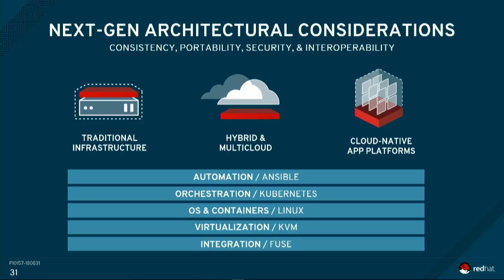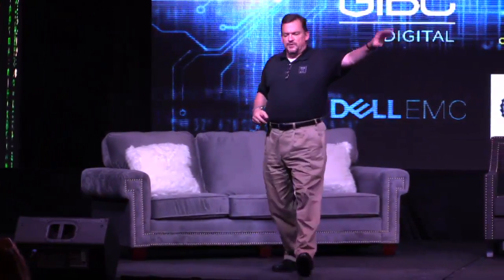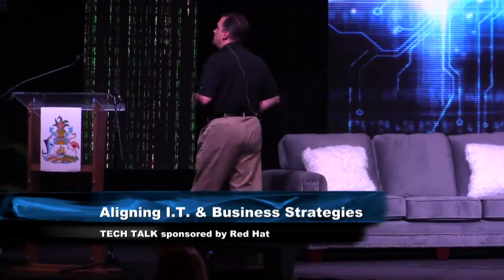You've got to be able to integrate your applications. You've got to be able to virtualize. You need to run on containers. You need to be able to orchestrate those containers, and you need to be able to automate the deployment of your infrastructure. These are all technologies that are available through the open source community and also supported by Red Hat. So whether you're in a traditional infrastructure, whether you're in hybrid or multi-cloud, or if you're 100% cloud-native app platforms, these are still going to be necessary.